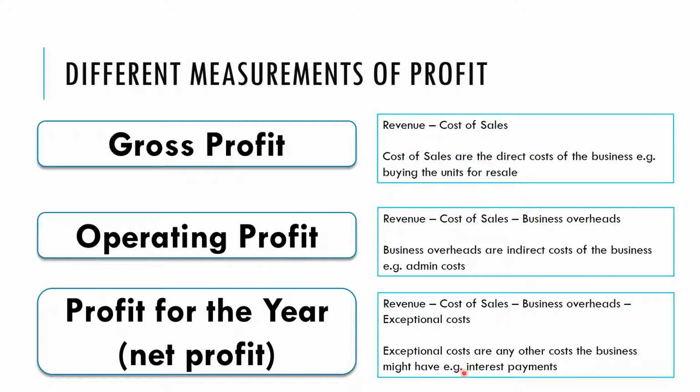So for example, if you're paying interest back on a loan, it's not really a key activity of the business, you don't need to pay that to run the business, but it is a cost the business will incur. Similarly for tax as well. So those are our three types of profit.